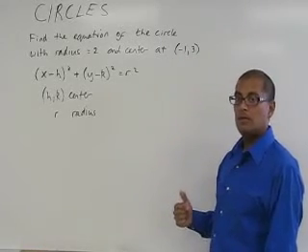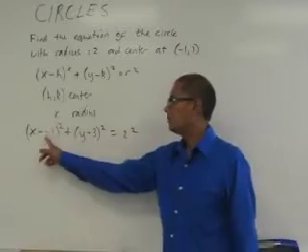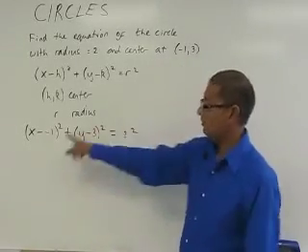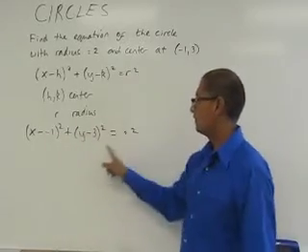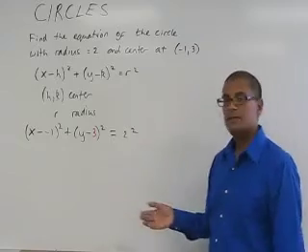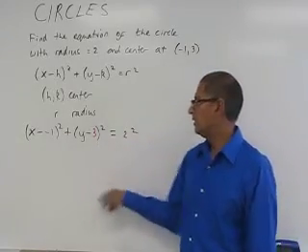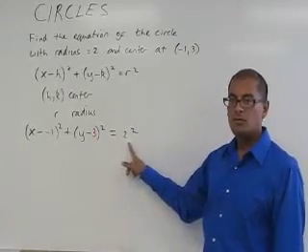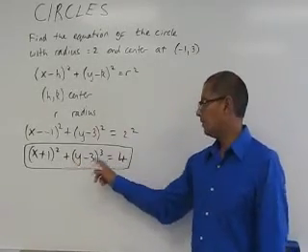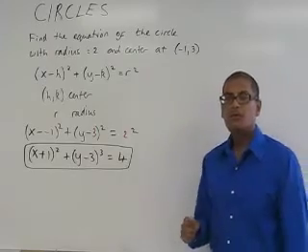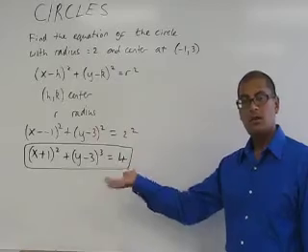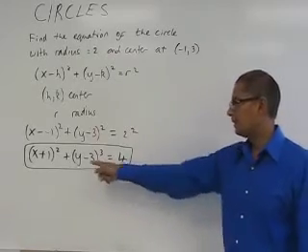So if we do that, we end up with x minus negative 1 squared plus y minus 3 squared equals 2 squared, the radius squared. So simplifying this is going to be a plus, and then 2 squared is 4. So we end up with x plus 1 squared plus y minus 3 squared equals 4. So that's the equation of my circle here, and from here we can see the radius and the center.